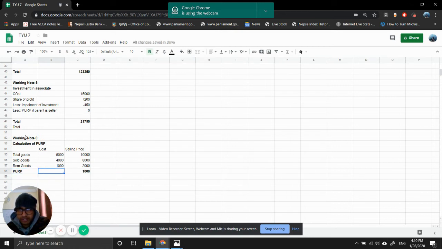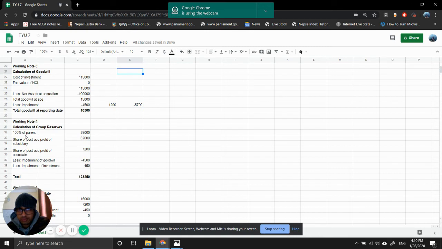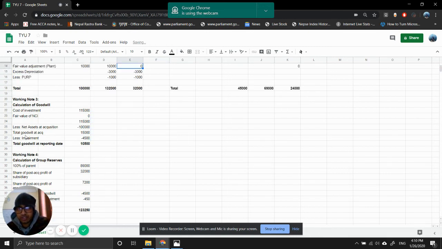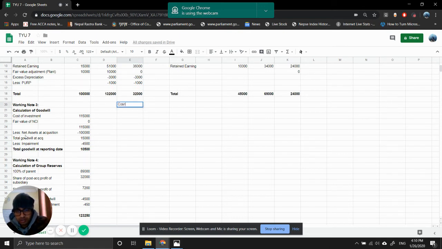prepare our consolidated financial statement. Let's prepare it side by side so that it's easier. Consolidated SOFP. Hold it, non-current assets. Hold it, goodwill. Working note 2, and then let's link it up as well.